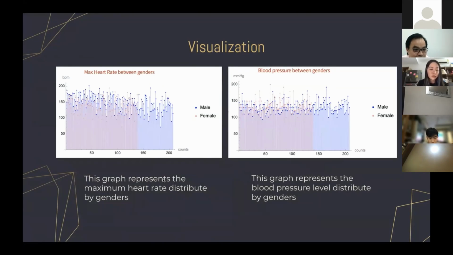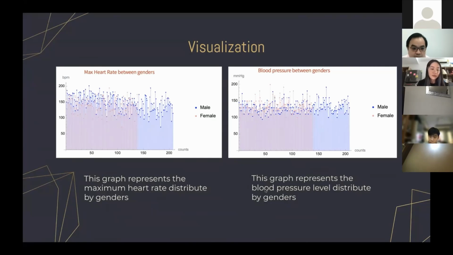This one represents the maximum heart rate distributed by gender. Like this is the count of the number of patients on the list. Like the female here has around 140 and male has more than 200. And here's a stat of the heart rate between each patient.